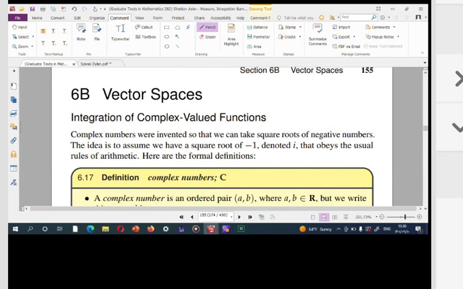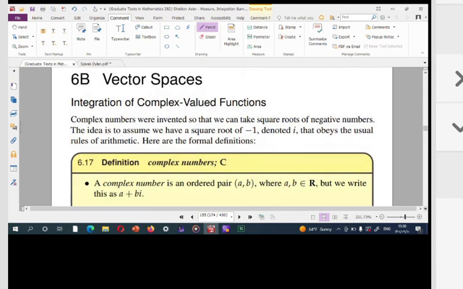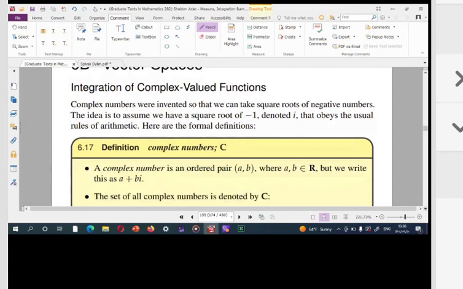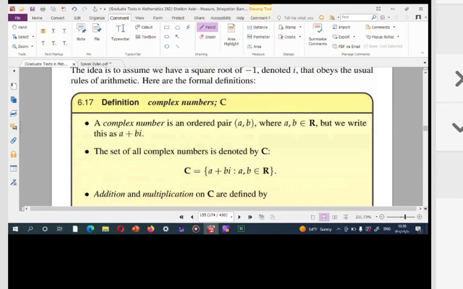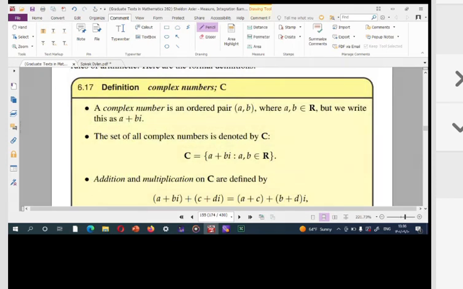Our syllabus in this course, but let me talk about vector spaces because we need these notations and content. At first, we see the definition of complex number, okay? And you know this definition, but I review this rapidly.